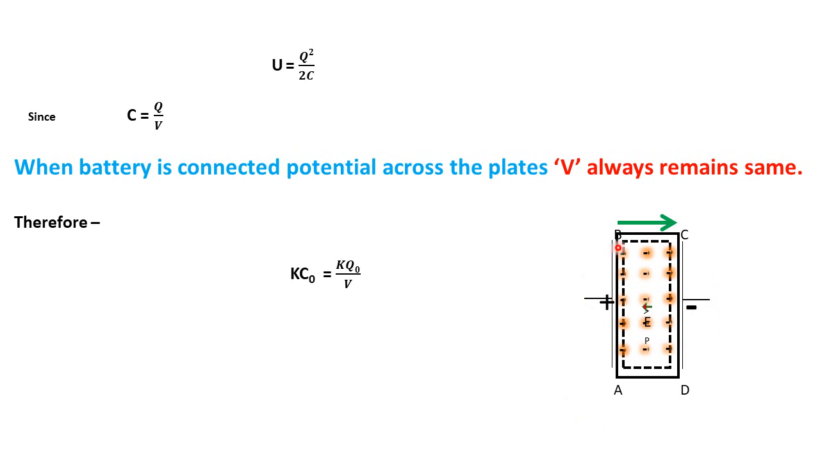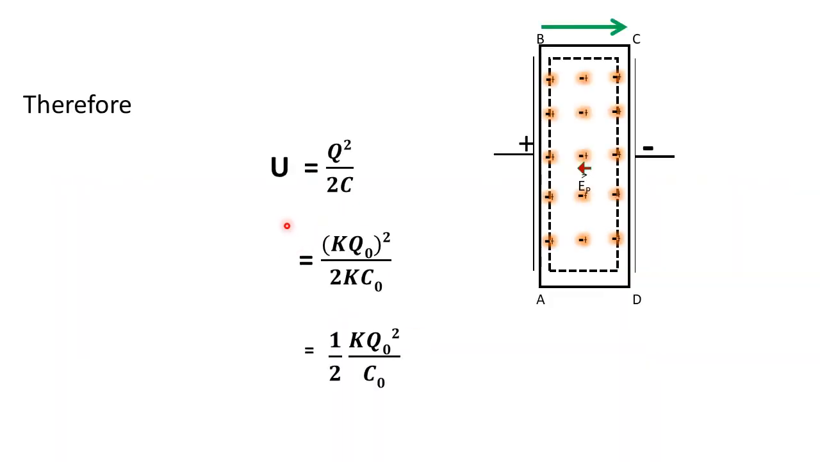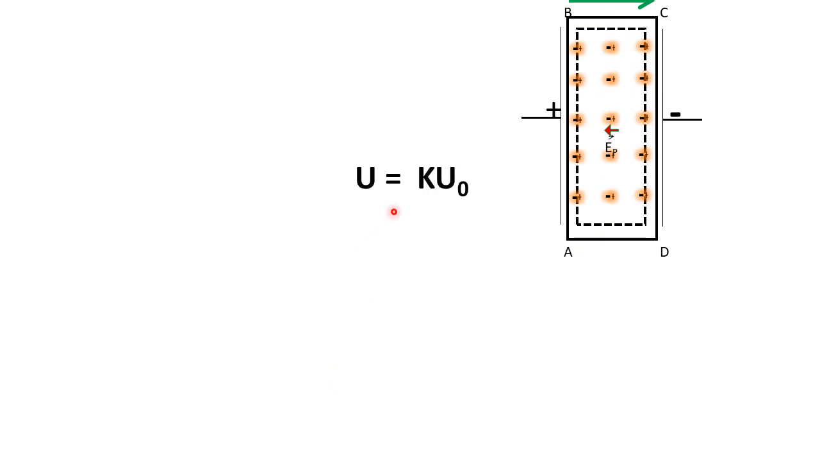As soon as, by insertion of this dielectric material, the potential difference between the plates of this capacitor decreases, the battery supplies an additional amount of charge to its plates, so that the potential difference between the plates could remain constant. So V will remain constant. In this case, Q will be replaced by KQ naught. So one relation you have got, that is Q is equal to KQ naught. So U is equal to K Q naught square by twice KC naught. This gives you U is equal to K times U naught.